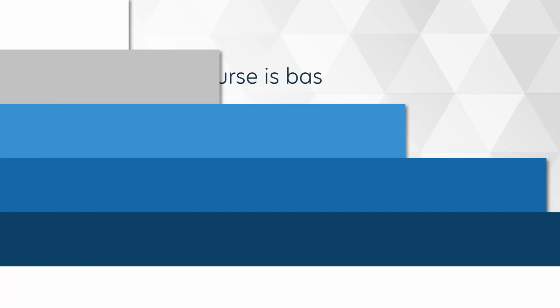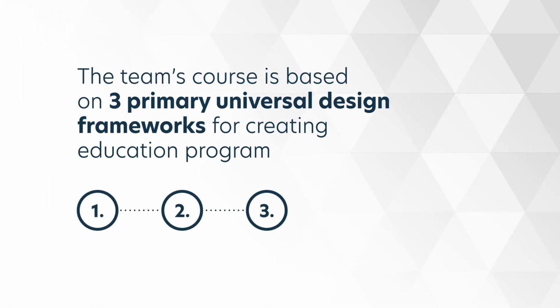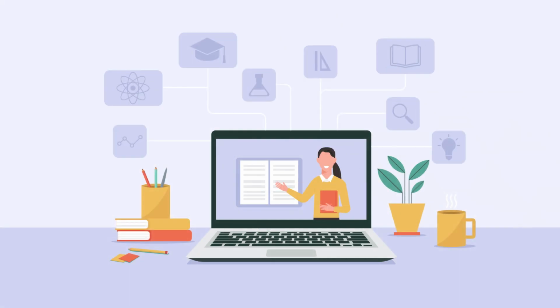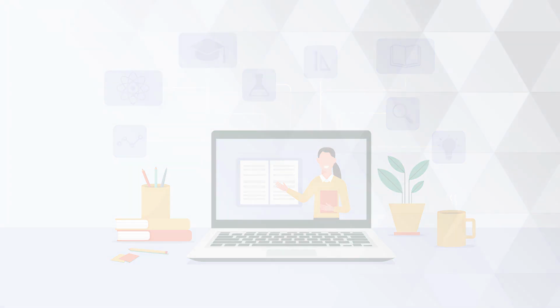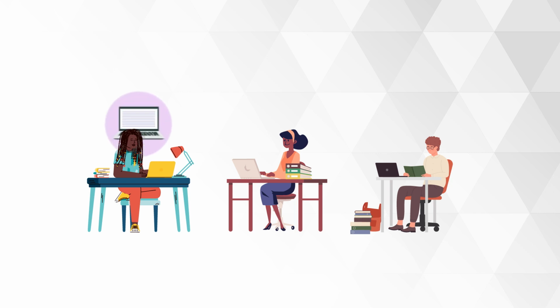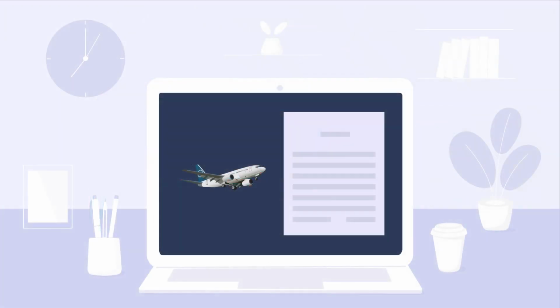The team's course is based on three primary universal design frameworks for creating education programs. The first principle is that the instructional environment should convey course material in an easy and accessible way. Secondly, this environment should allow learners to engage with the course material in different ways. Course design also highlights the need to create a diverse, inclusive, and welcoming online learning environment while leveraging technology to support learning. Finally, the course instructor should clearly convey what the essential parts of the course are.